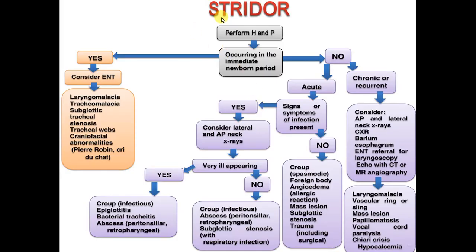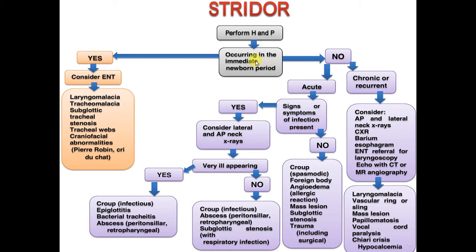How do we approach a child with stridor after performing history and physical examination? Is it occurring immediately in the newborn period? If yes, consider ENT consultation. Differential diagnosis may include laryngomalacia, tracheomalacia, subglottic tracheal stenosis, tracheal web, and craniofacial abnormalities like Pierre Robin syndrome and cri du chat.